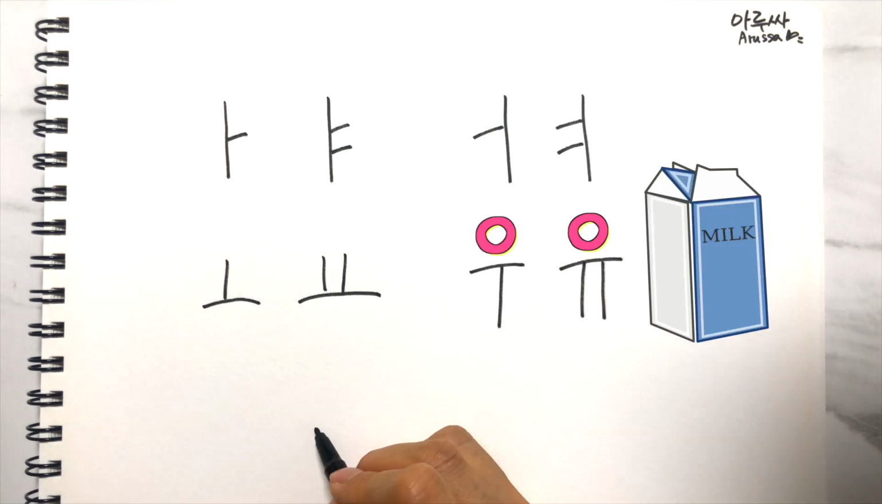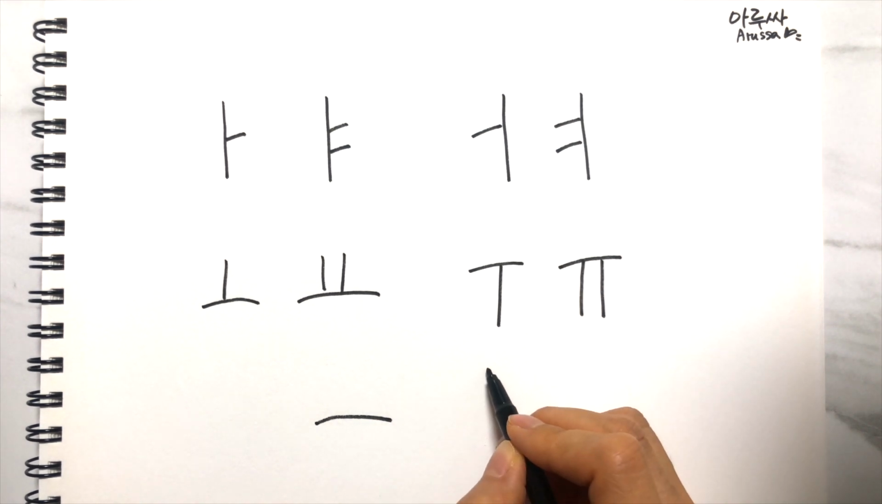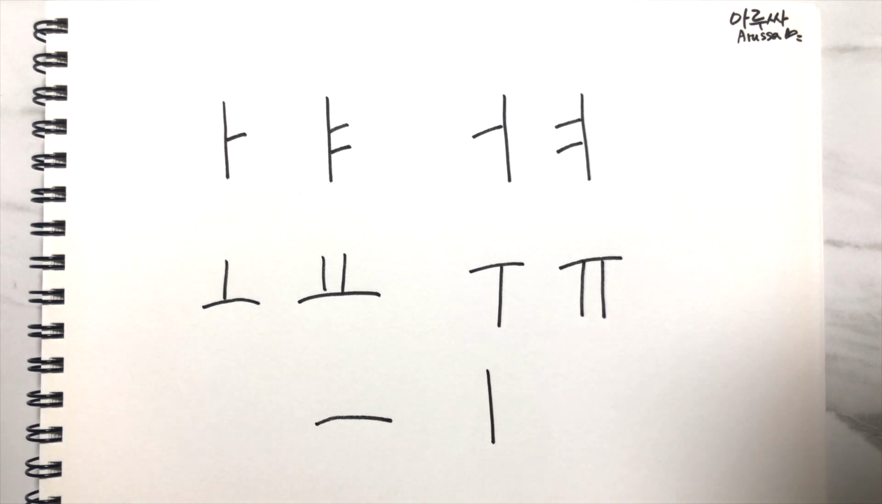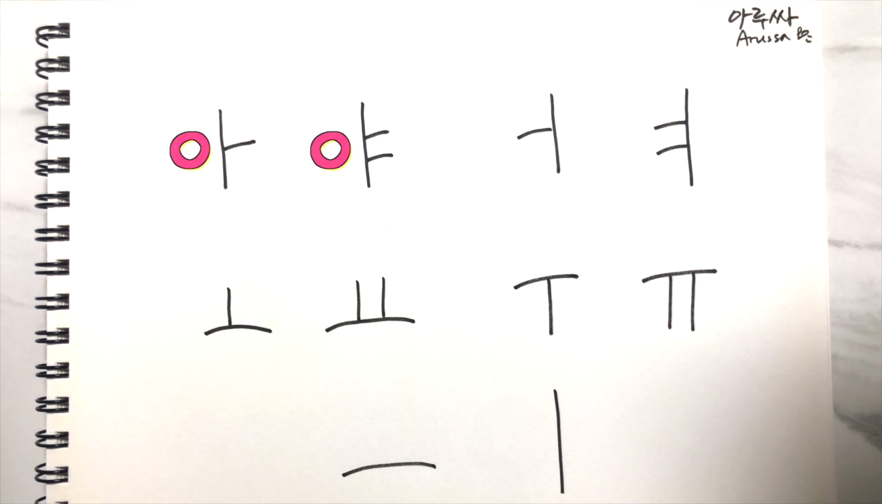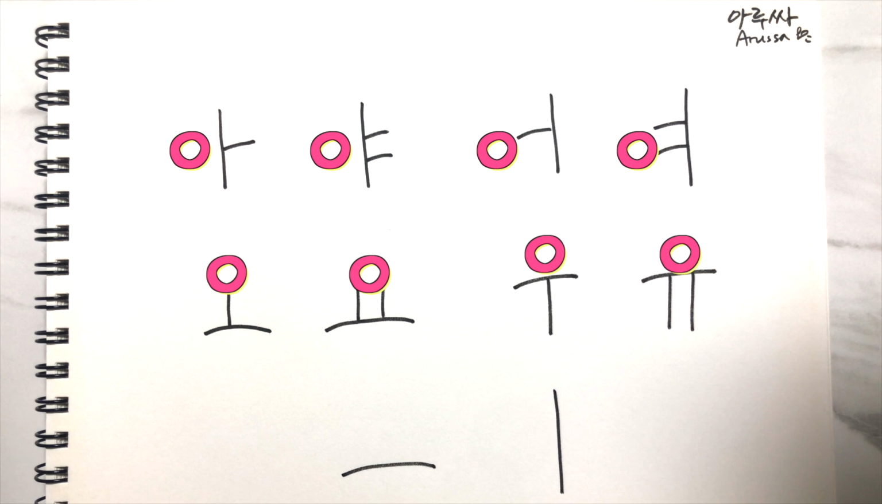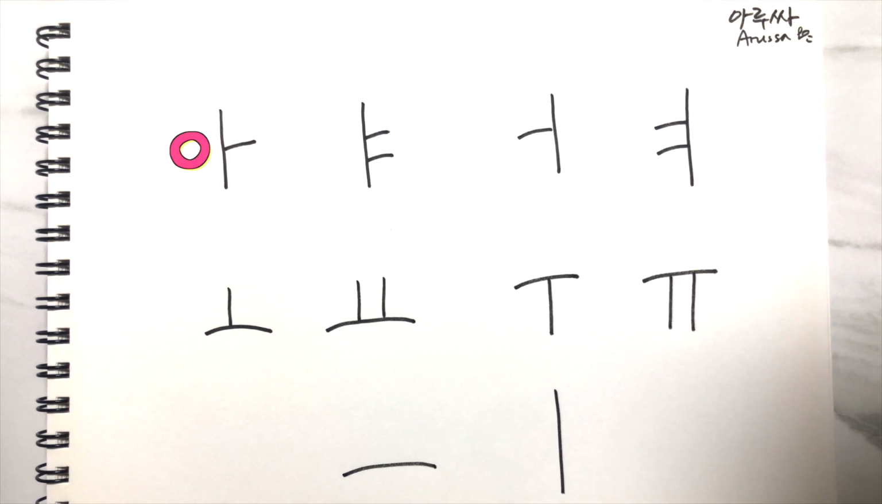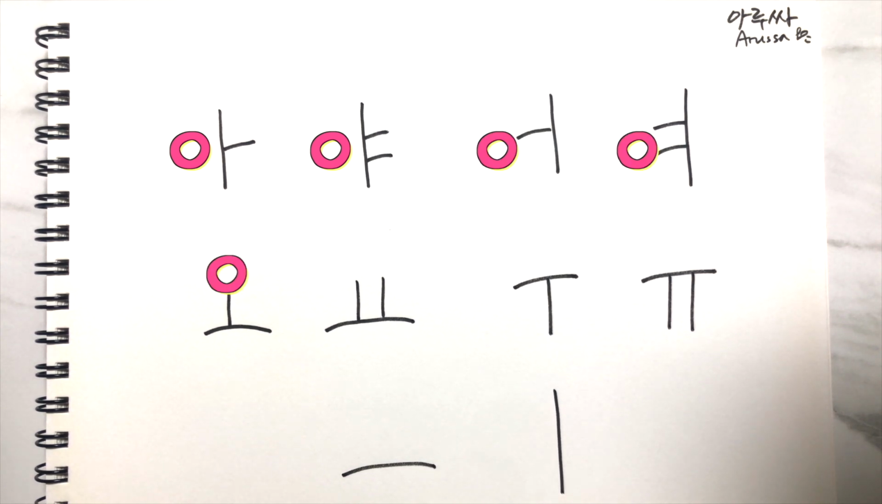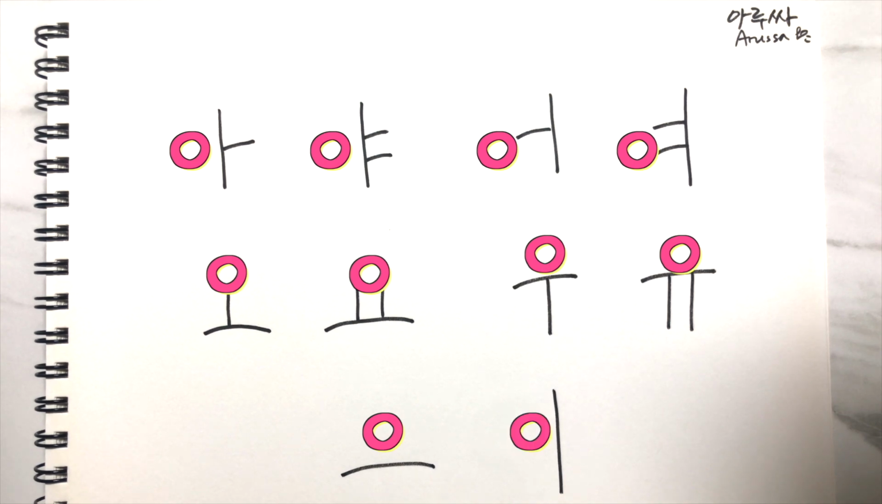우유 means milk. 으, 이. 아, 야, 어, 여, 오, 요, 우, 유, 으, 이.